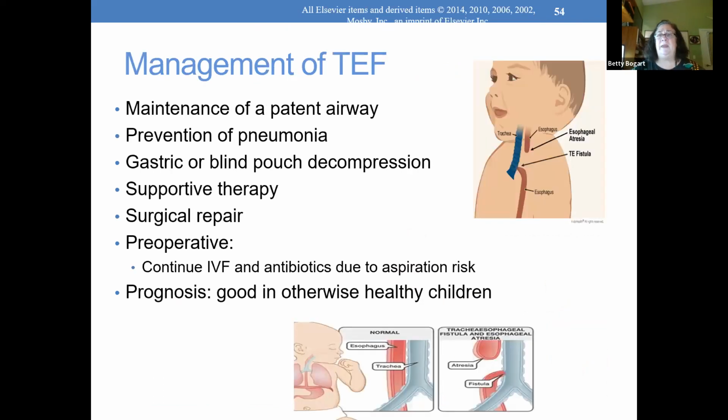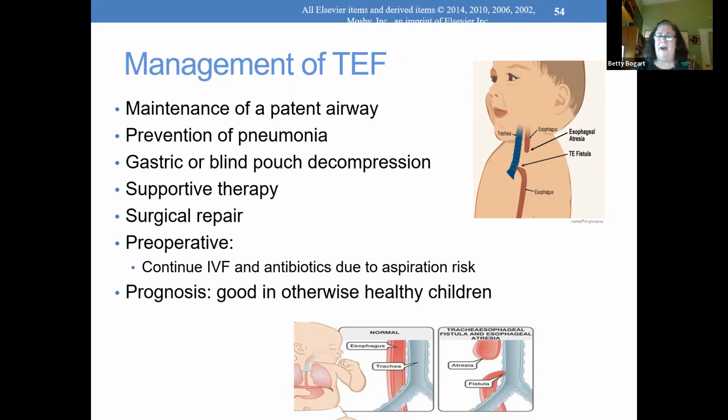So what is our big goal? Well, as I said, everything's open and it's going to the lungs. We need to protect those lungs, prevent that pneumonia. So what we do is we will place this child NPO, nothing by mouth. An NG tube is not going to go down anywhere because there's no connection to the stomach anyway. So IV and then IV antibiotics.